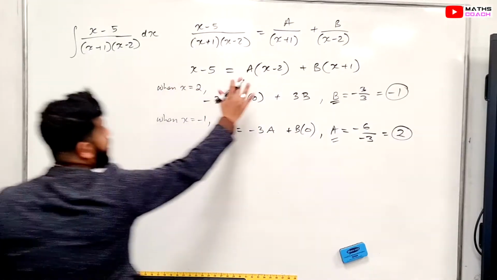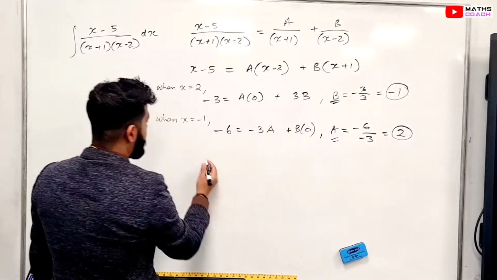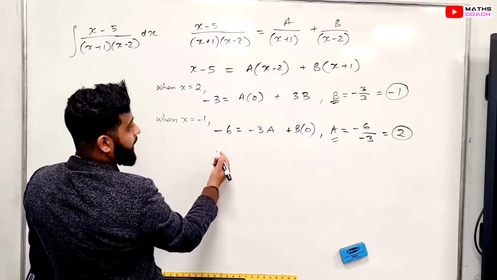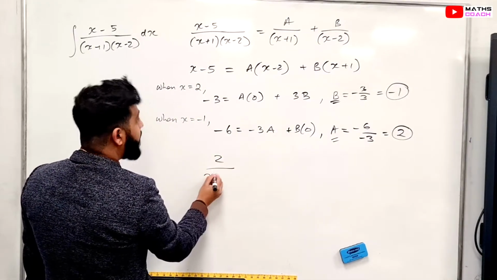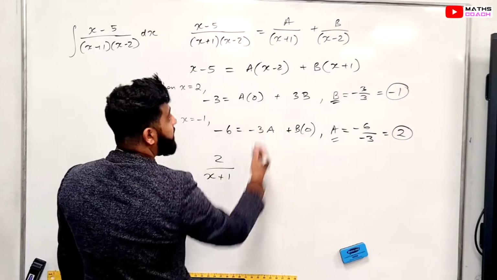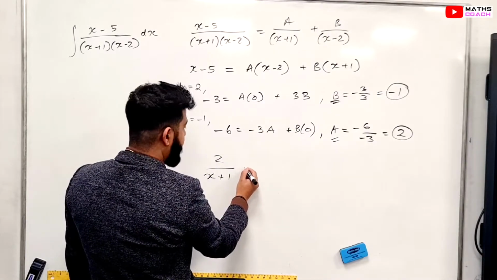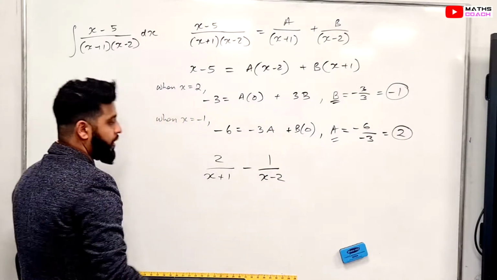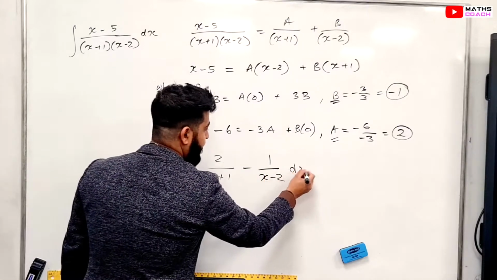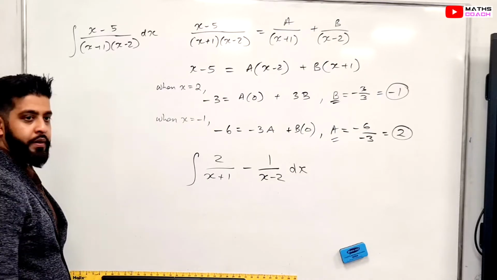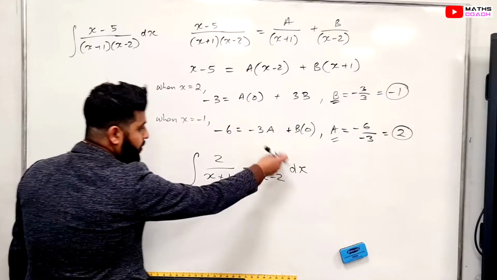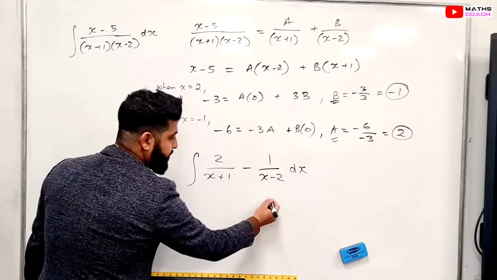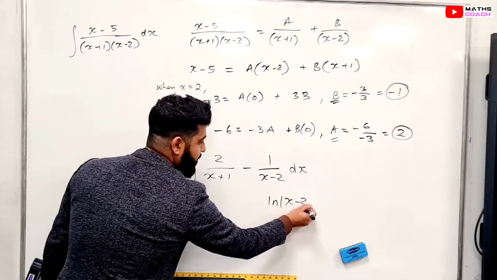Next, you can go back and rewrite this whole thing. So a is 2, so 2 over x plus 1. B is minus 1, so minus 1 over x minus 2. And you are going to integrate that. Okay? Now, the integration of this one will be straightforward. It will just be ln x minus 2.